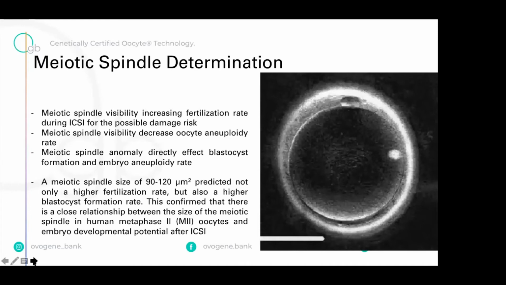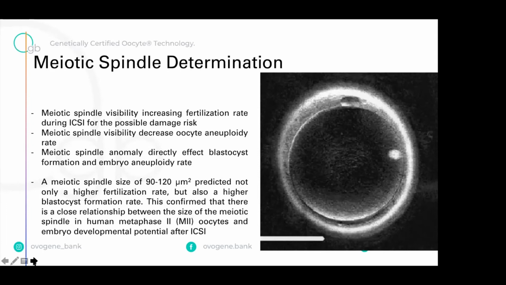Meiotic spindle visibility increases the fertilization rate during ICSI by reducing the possible damage risk. Meiotic spindle visibility decreases oocyte aneuploidy rate. Meiotic spindle anomaly has a direct effect on blastocyst formation and embryo aneuploidy rate. A meiotic spindle size of 19 to 100 micrometers predicted not only a higher fertilization rate, but also higher blastocyst formation.